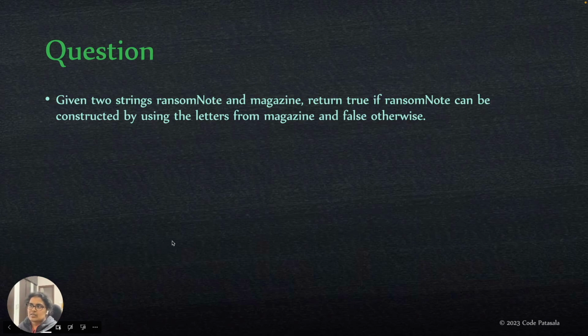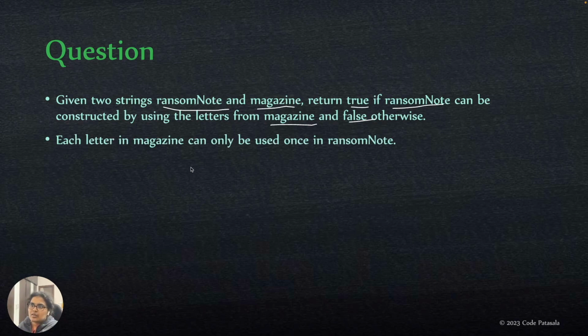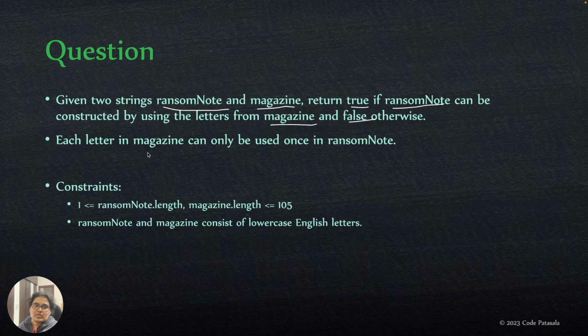So the problem statement says we are given two strings, ransom note and magazine, and we have to return true if ransom note can be formed by using the letters from the magazine, and otherwise we have to return false, which means we have to check that a ransom note can be constructed by the letters in that magazine string. Each letter in magazine can only be used once in ransom note. That means the frequency of characters also should match. So in simple terms, ransom note should be a subset of all the characters in the magazine. Then we should return true, otherwise we should return false.